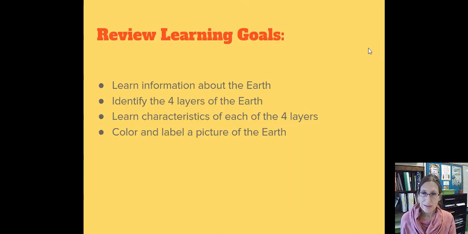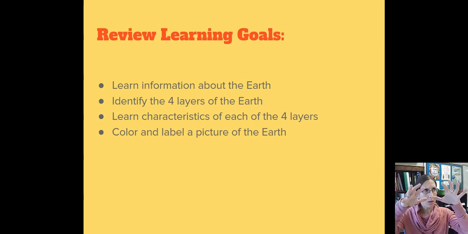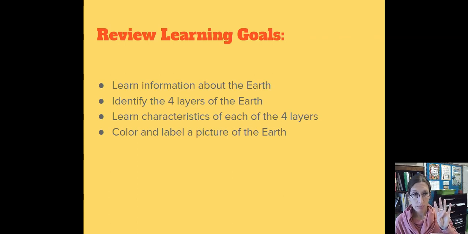So to review, today we learned some information about the Earth. We identified the 4 layers of the Earth. Let's see, what's that outside part called? The crust. And underneath the crust, the mantle. And underneath the mantle, the outer core. And the very center, the inner core. Yes. We have learned some characteristics of each of the 4 layers. And hopefully we were able to color and label a picture of the Earth.